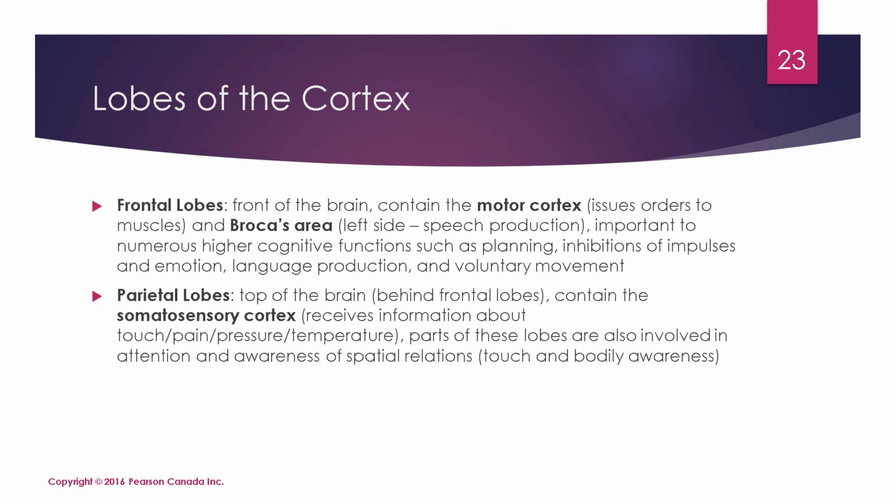So the frontal lobes are, as implied, at the front of the brain. They contain the motor cortex, which issues orders to our muscles, tells them how to move, as well as an area known as Broca's area, which is in the left hemisphere of the frontal lobe, because, as I implied, we have basically 1/2 of each lobe in each hemisphere. And so Broca's area is responsible for speech production, and it is important to numerous higher cognitive functions such as planning, inhibition of impulses and emotion, language production, as well as voluntary movement, which makes sense because, as I mentioned, the motor cortex is located within the frontal lobes.